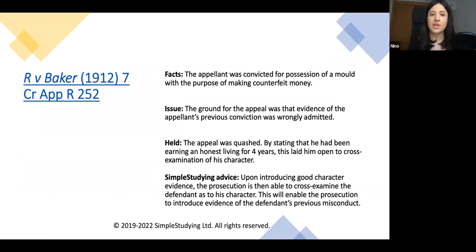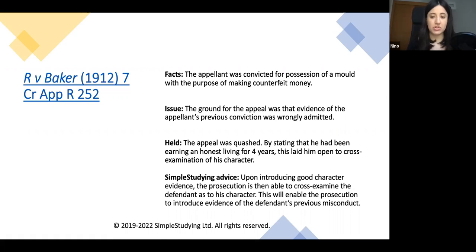R v Baker is also an important case. Here, the appellant was convicted for possession of malt with the purpose of making counterfeit money. The ground of the appeal was that evidence of the appellant's previous convictions was wrongly admitted. The appeal was dismissed, stating that he had been earning an honest living for 4 years, and this was good character evidence. This left him open to cross-examination of his character.